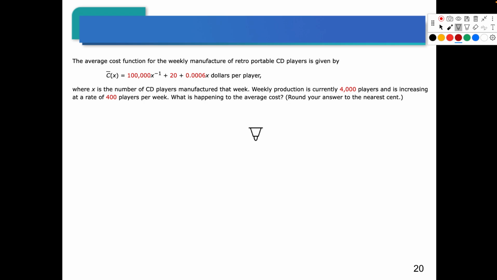So we're given a formula. This is the average cost function for the weekly manufacture of a retro portable CD player. So again, the reason we know we're dealing with time is because they're telling us that this is a time dependent formula. It's per week. So average cost to produce a portable CD player.